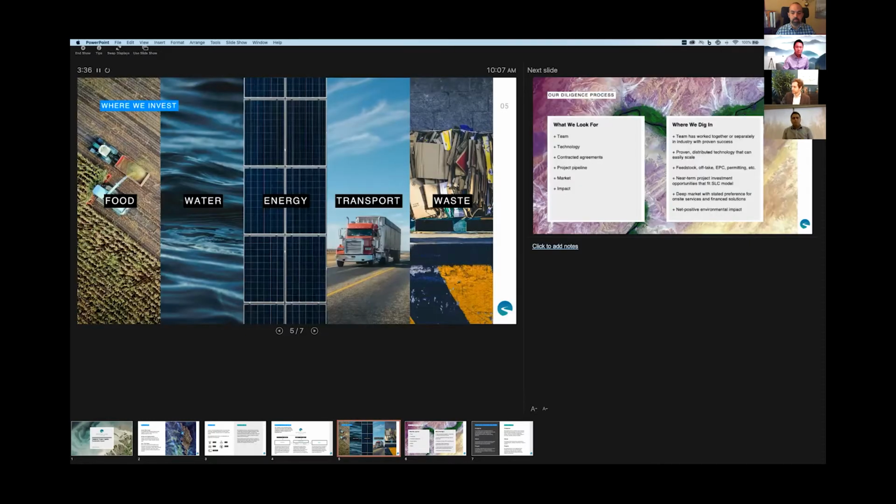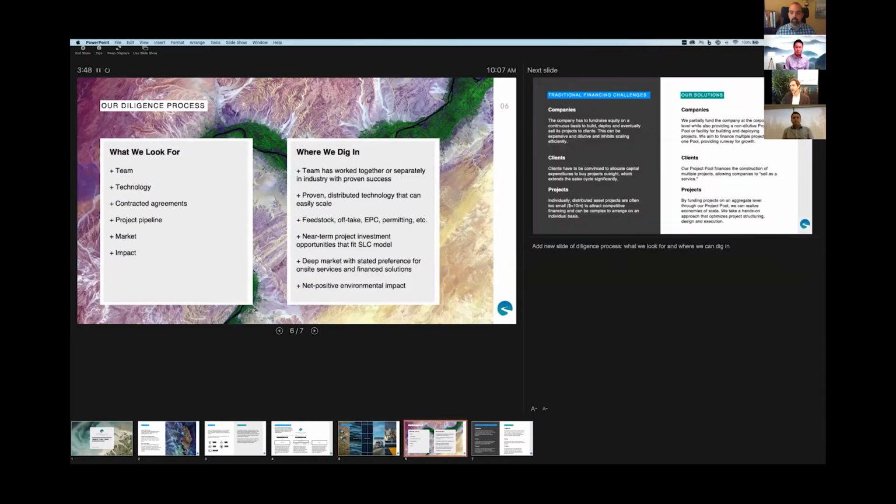I already mentioned the sectors that we look at: food, water, energy, transport, and waste, all with a demonstrable sustainability edge. And then finally, what we look for and where we dig in. We look for strong teams, interesting technology, contracted agreements, a good project pipeline, and then an interesting market, and of course impact on the sustainability side. I think the last two, RNG and biogas in general, is very interesting to us. So for any developers that are in this sector, we would look for the top 4 boxes checked.